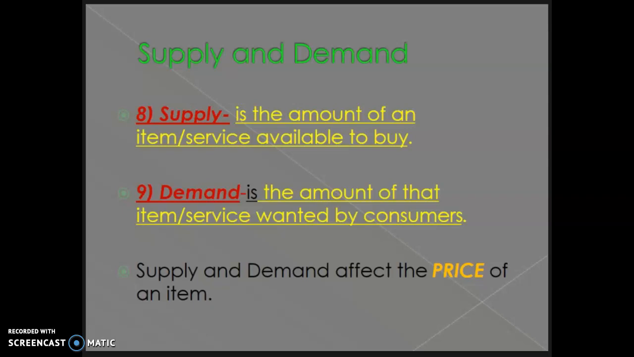So the supply is simply how much of that item is available, or how many people provide that service. The demand is how much of that item or how much of that service is actually wanted by people. Okay, so for example, there are certain jobs that there's plenty of. Okay, so let's look at fast food, for example.